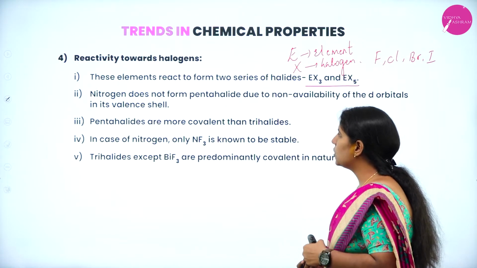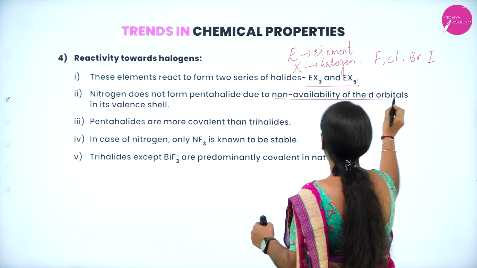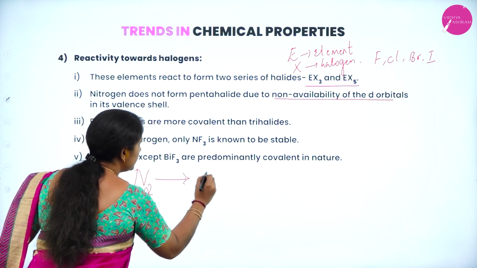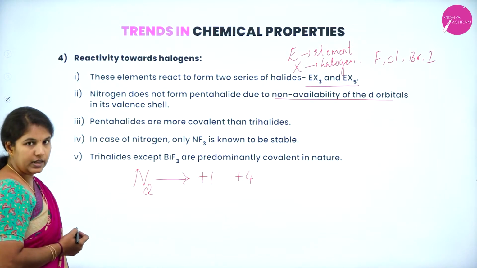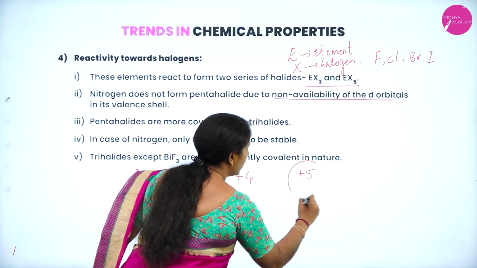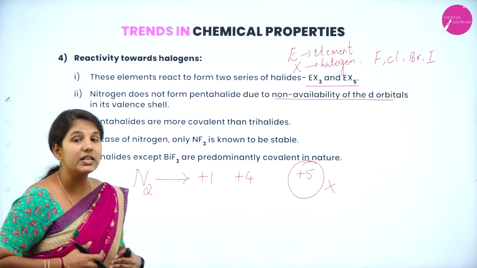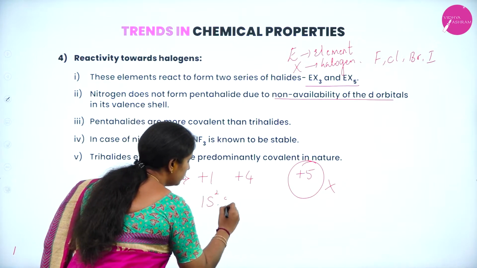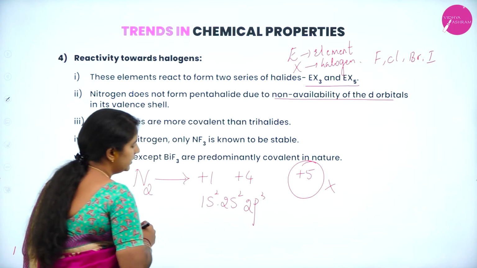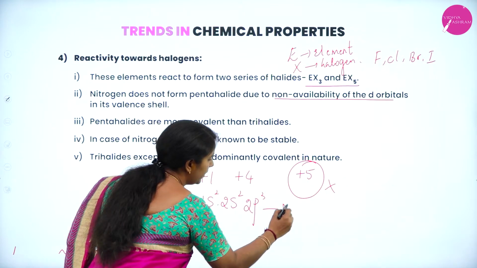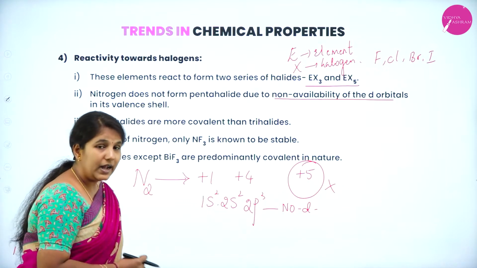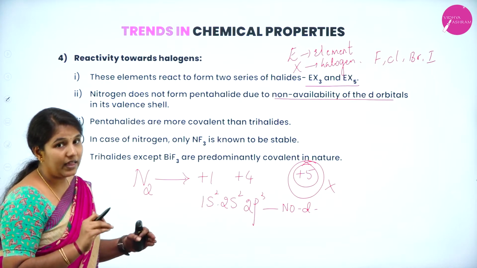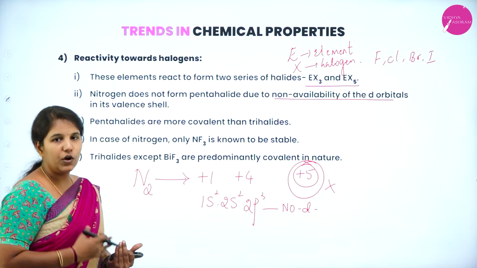Nitrogen does not form a pentahalide due to the non-availability of d orbitals. As I have already explained, nitrogen always exhibits +1 to +4 oxidation states, and it does not show the +5 oxidation state because of the unavailability of d orbitals. If you write the electronic configuration of nitrogen, it is 1s2, 2s2, 2p3. So it is clear that there is no involvement of d orbitals here. By that we can clearly understand that nitrogen will not show the +5 oxidation state, hence it does not form a pentahalide because it does not contain d orbitals.